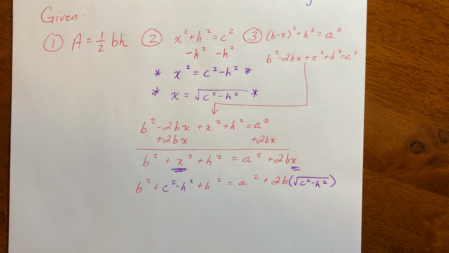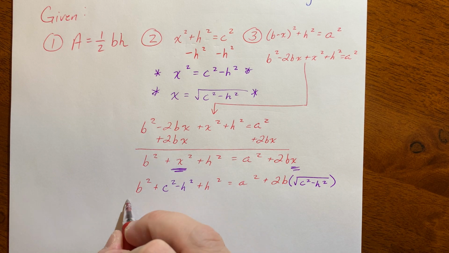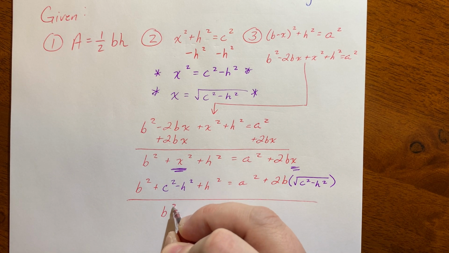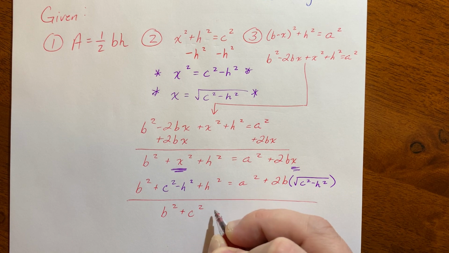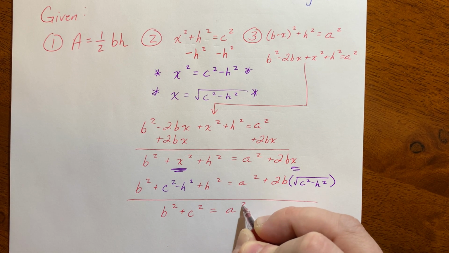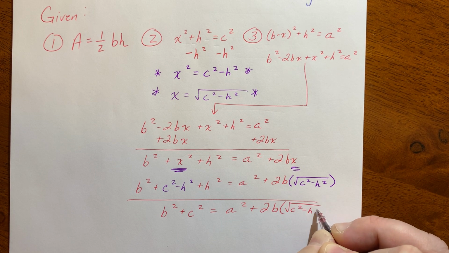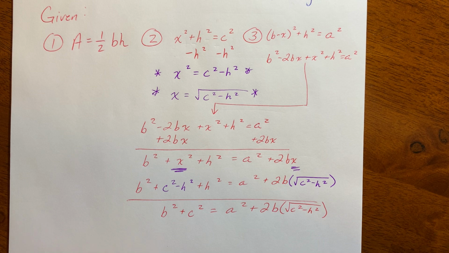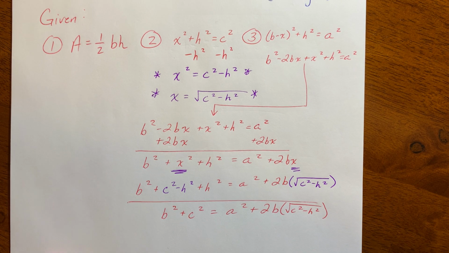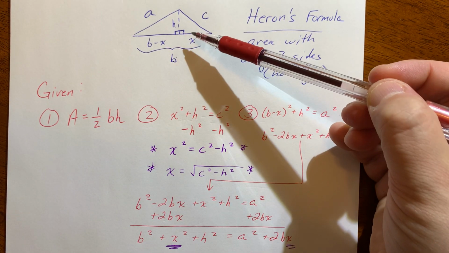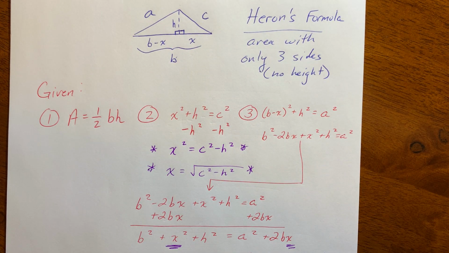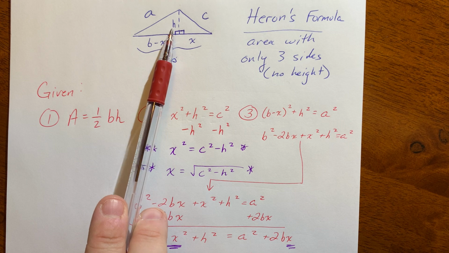You might notice what happens on the left side for us. On the left side, we now have a minus h squared and a plus h squared. So that's going to allow us to rewrite this as b squared plus c squared. And on the other side, we have a squared plus 2b times the square root of c squared minus h squared. We now have something conveniently that x is no longer a part of, even though I introduced x myself into this. But it's not there anymore. So our only goal now is to try to get rid of h.